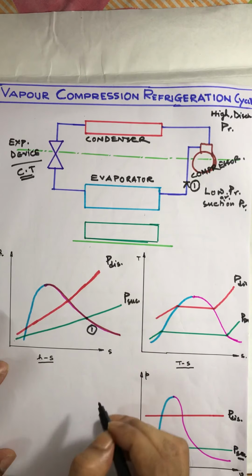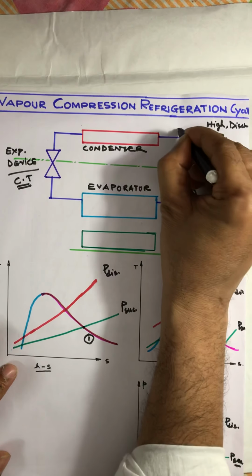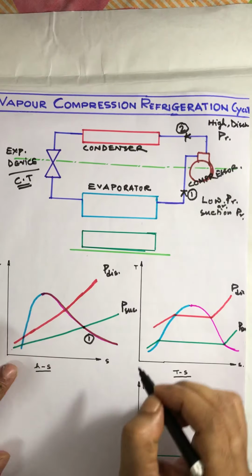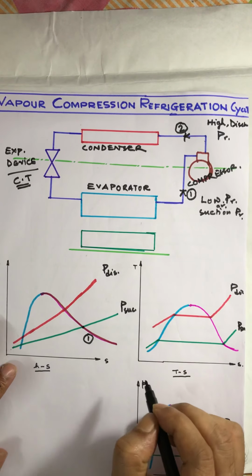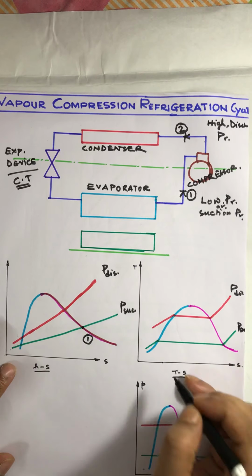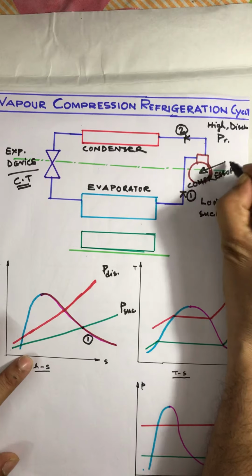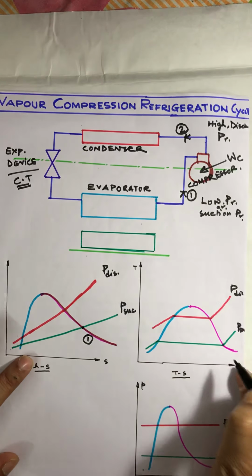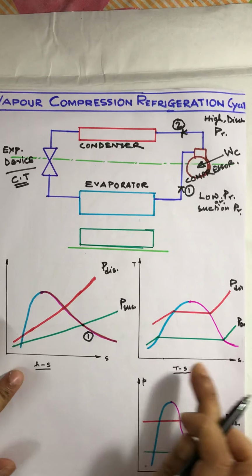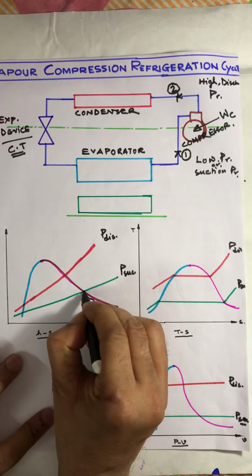So, this is 1, and the 1 to 2 process, that means this is the 2 after compression. The 1 to 2 process is adiabatic compression, or you can say isentropic, reversible adiabatic compression. Here we have to supply some work, that is WC, and if we represent this on the HS, TS and PV diagrams, that will be just like that.